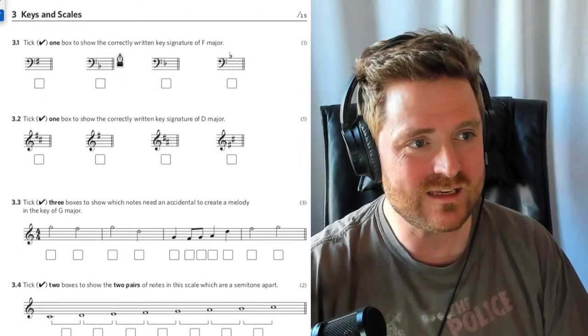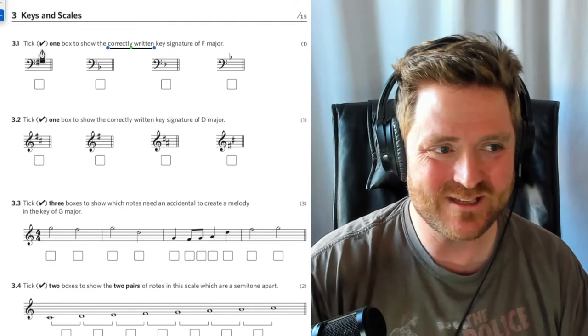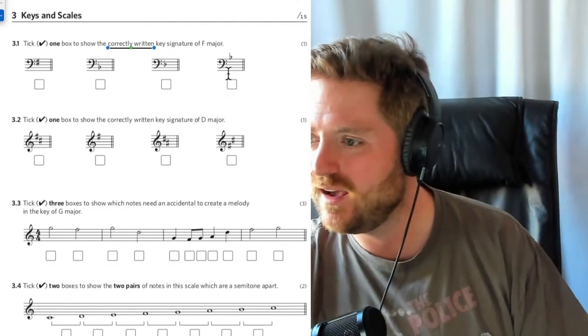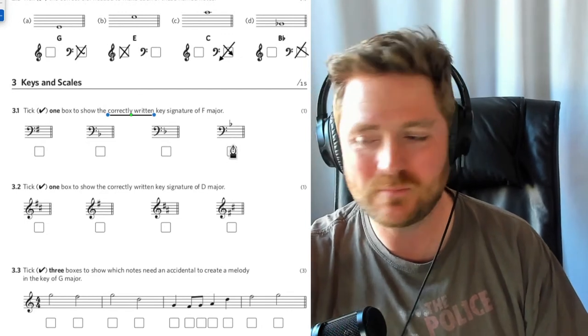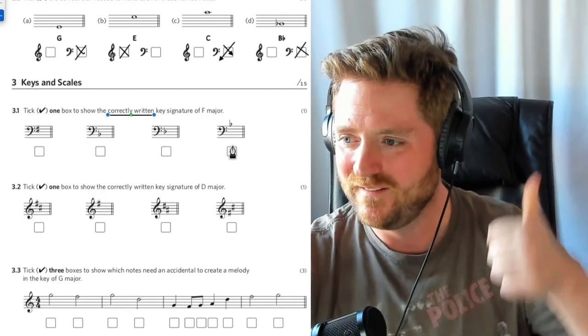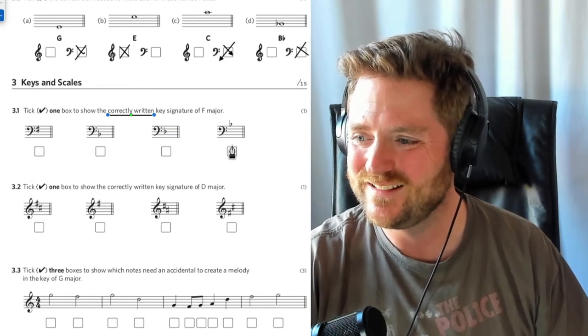So let me know which box shows the correctly written key signature of F major. And the key is here, correctly written. So is it 1, 2, 3, or 4? Well done, everybody. I'm just looking at your answers. So it was bass, treble, bass, bass, BTBB. Very, very good. Well done, everybody.